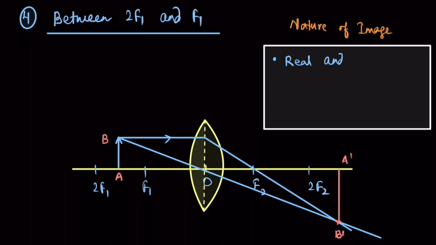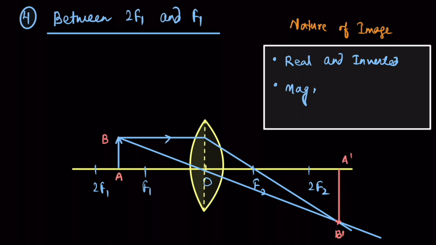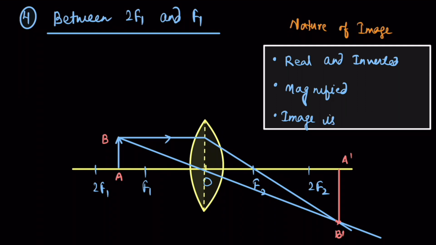Nature of the image. First is real and inverted. Second, magnified. And third, the image is formed beyond 2f2. So this is the nature of the image between 2f1 and f1. Next is when the object is at f1. Let's draw a convex lens.